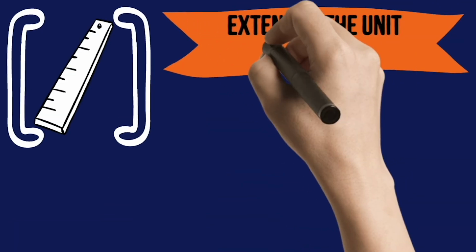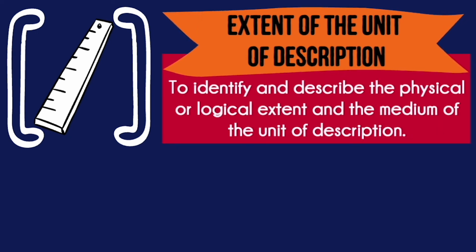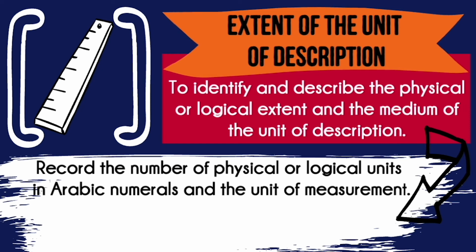The next core element is the extent of the unit of description. Its purpose is to identify and describe first, the physical or logical extent, and second, the medium of the unit of description. In here, the archivist must record the extent of the unit of description by giving the number of physical or logical units in Arabic numerals.